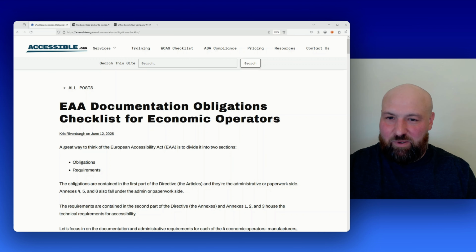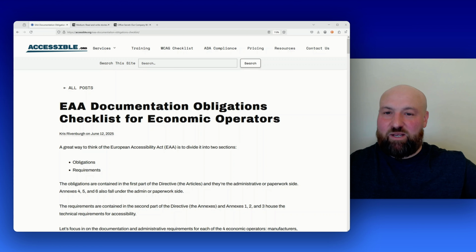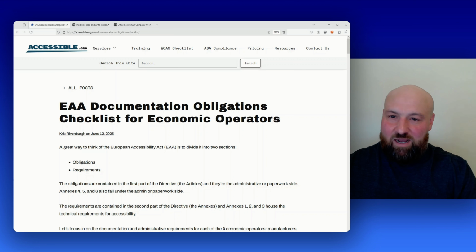Documentation is a very big part of compliance with the European Accessibility Act, so much so that I've created checklists for the different economic operators so they can know what administrative actions and/or documentation they are obligated to keep. So on the screen with me, I have a blog post titled EAA Documentation Obligations Checklist for Economic Operators.